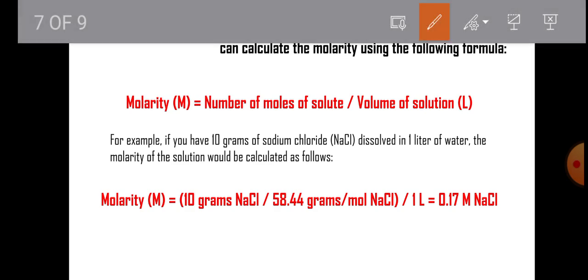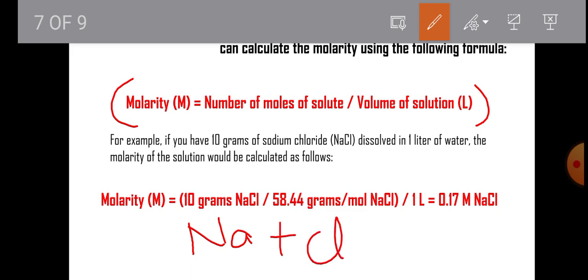So, here comes the important formula. Molarity can be calculated as number of moles of solute per volume of solution. Here is a simple question. If you have 10 grams of sodium chloride dissolved in 1 liter of water, then the molarity of the solution would be calculated as follows. 10 grams of sodium chloride divided by the molar mass, which you calculate in the same way by simply adding the atomic weights of sodium and chlorine. It gives you 58.44 grams per 1 liter of solution.